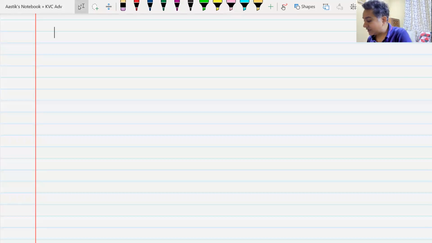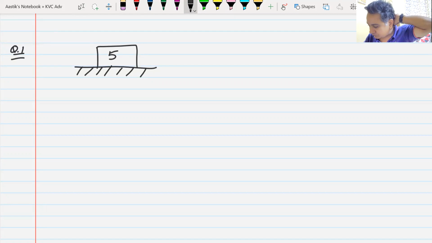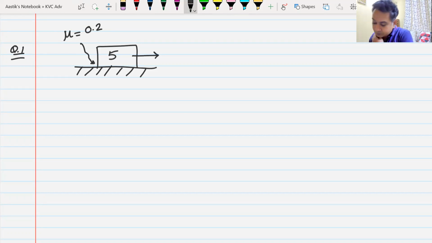Let me give you a question straight away on this. I hope you are ready to solve a question. Yes or no? Let me give you the simplest one first so that you get used to it. This is a 5 kg block. It is kept on a rough surface. The coefficient of kinetic friction is given as 0.2. I apply a force of 40 newtons on this block.